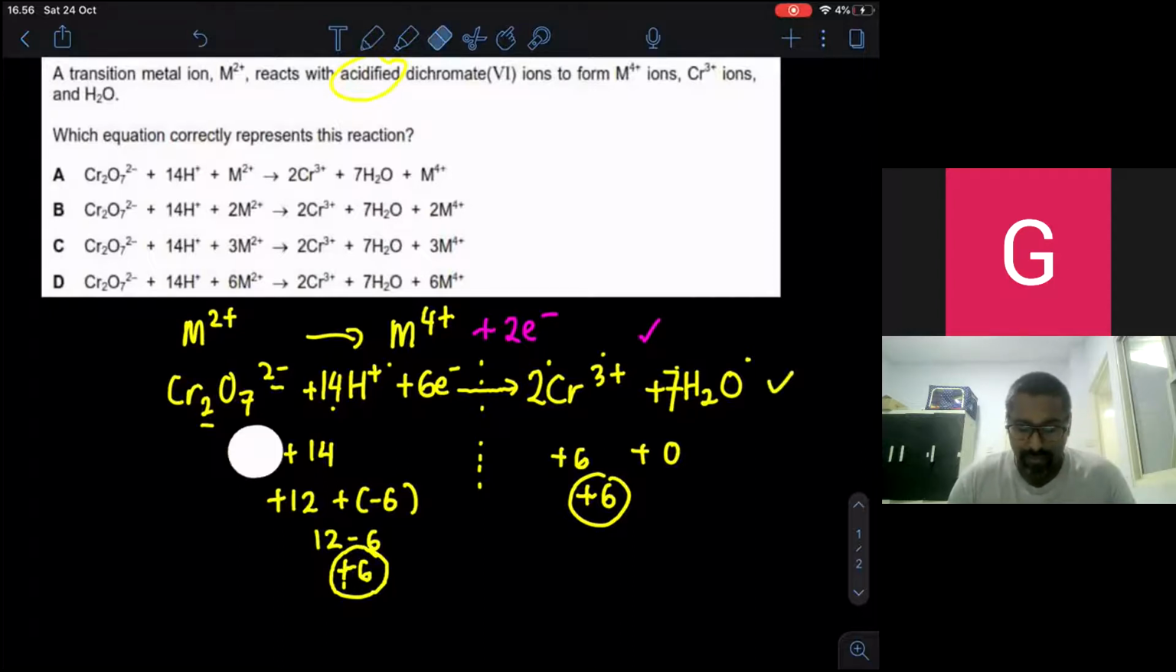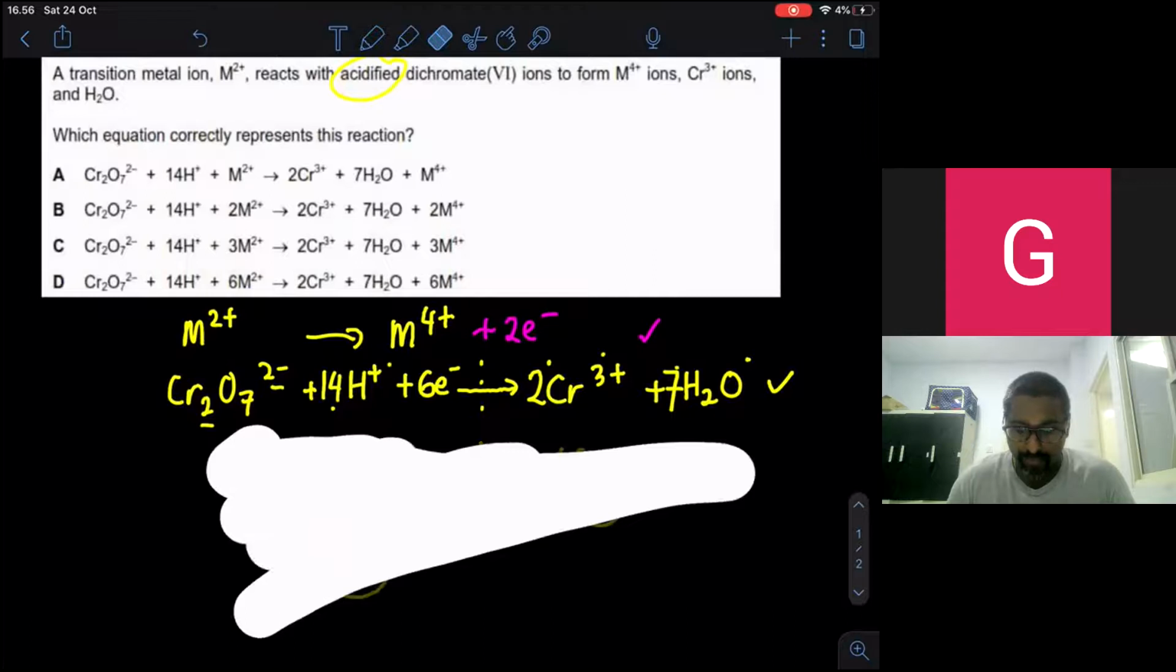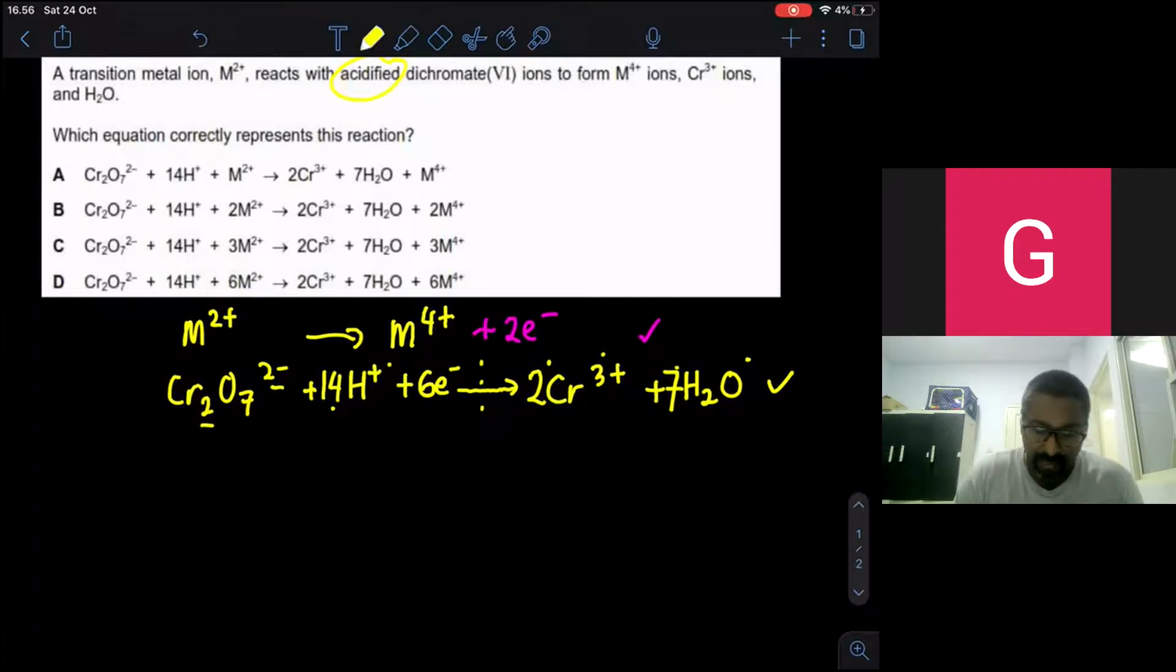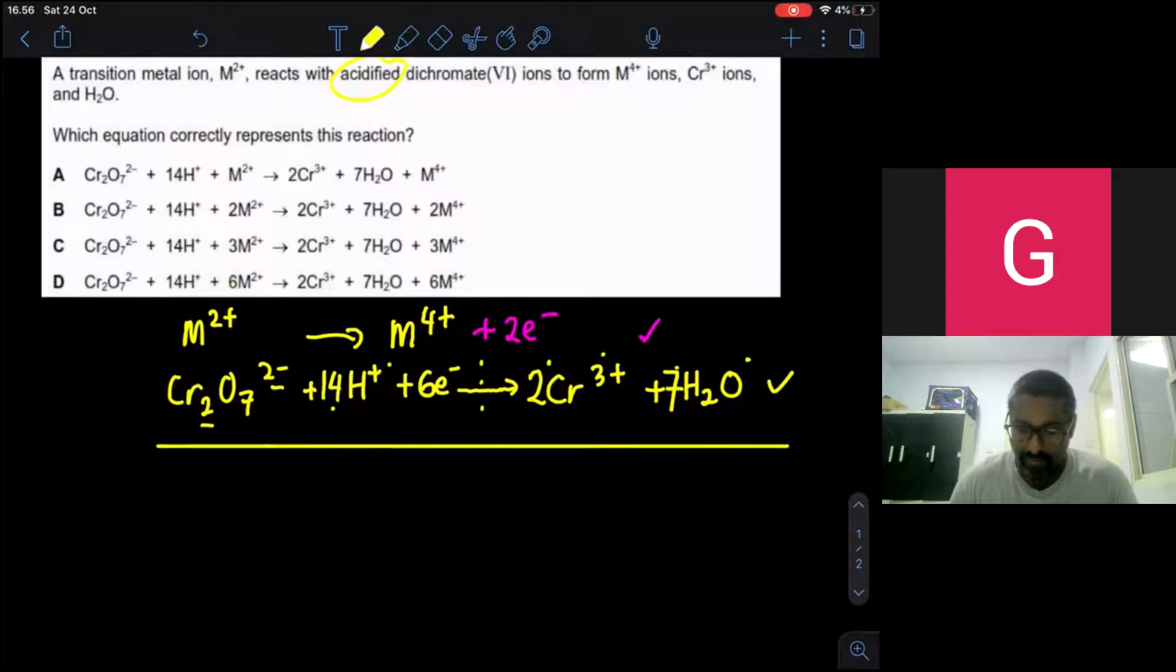And what I'm going to do now is combine the two half equations so that I am going to have an overall reaction, the overall ionic equation. What we have over here is 2 electrons here and 6 electrons here. What we need to do is eliminate the electrons. Do take note, the electrons in my first reaction are on my right hand side, and the electrons in my second reaction are on my left hand side, so they will get cancelled when I add these two later.